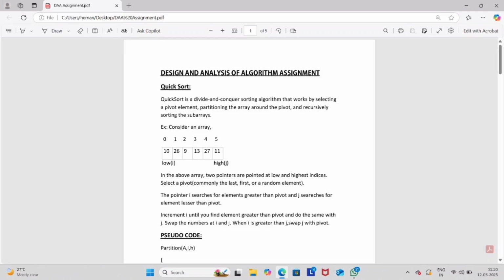This video is to explain about the quicksort algorithm and its complexity. Quicksort is a divide and conquer sorting algorithm that works by selecting a pivot element, partitioning the array around the pivot, and recursively sorting the arrays.